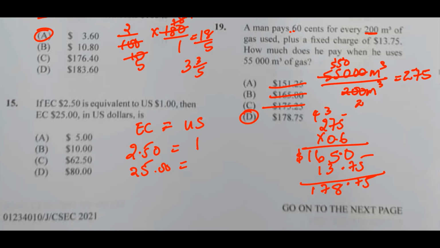Now, this one is very easy because we don't have anything to worry about, because we can realize from 2.5 to 25, they multiply by 10. So if we multiply by 10 on this side, we have to multiply by 10 also on this side. And remember, for questions like these, they can be worked in many ways. So whatever other solution you have, just put it in the comment section.